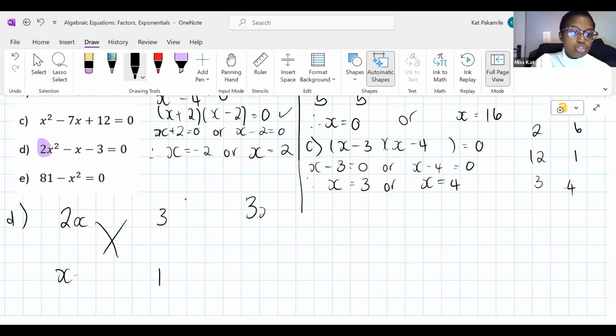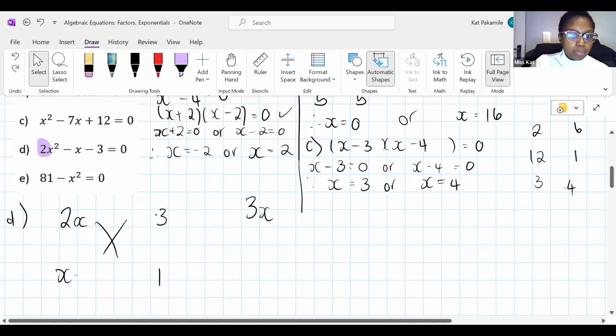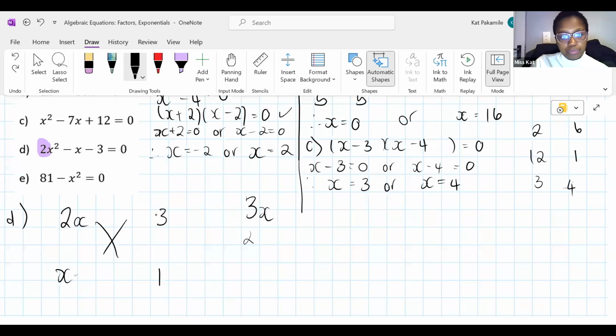And then what's 2x times 1? 2x, beautiful. Now, we want our middle term to be negative, right? Yes, ma'am. So out of these two, which ones do we want to be negative? The 3x or the 2x? The 3x, we want this to be negative. Therefore, that has to be a -3 because that'll give us -x.